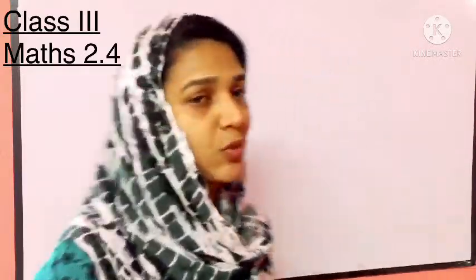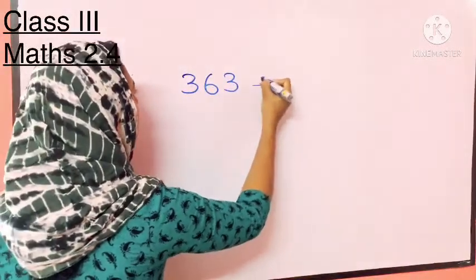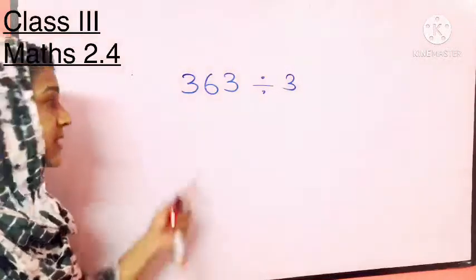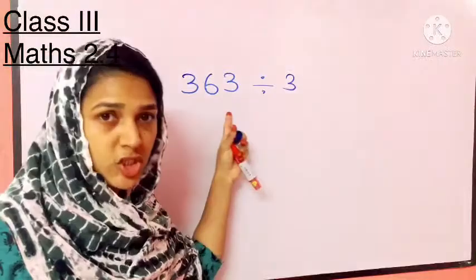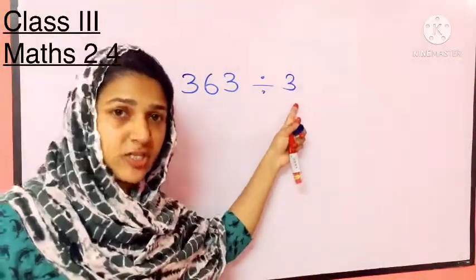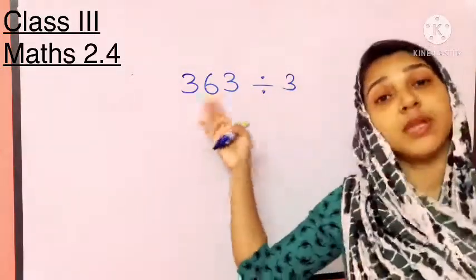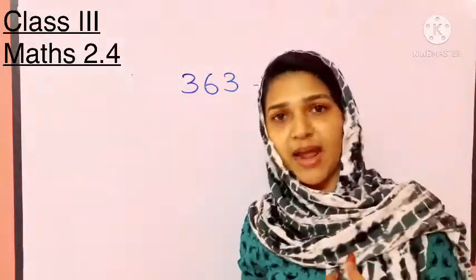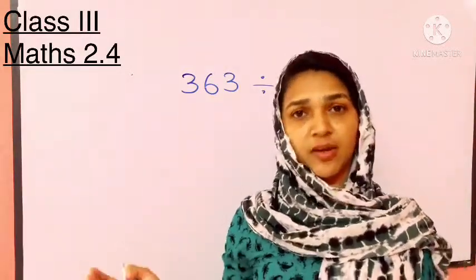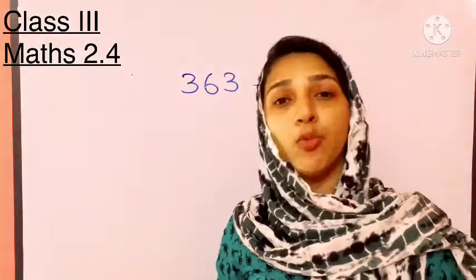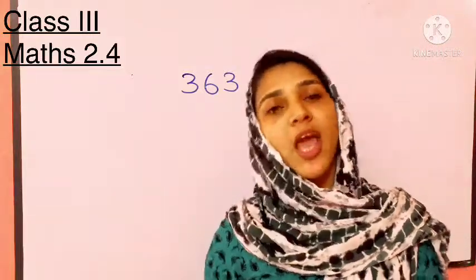So look at the board, dear students. 363 divided by 3. This is a 3-digit number and this is a single digit number. So we cannot recite the table of 3 up to 363. It's a great task, right? So in this type of problem, we use the long division method. Okay, how to do that?